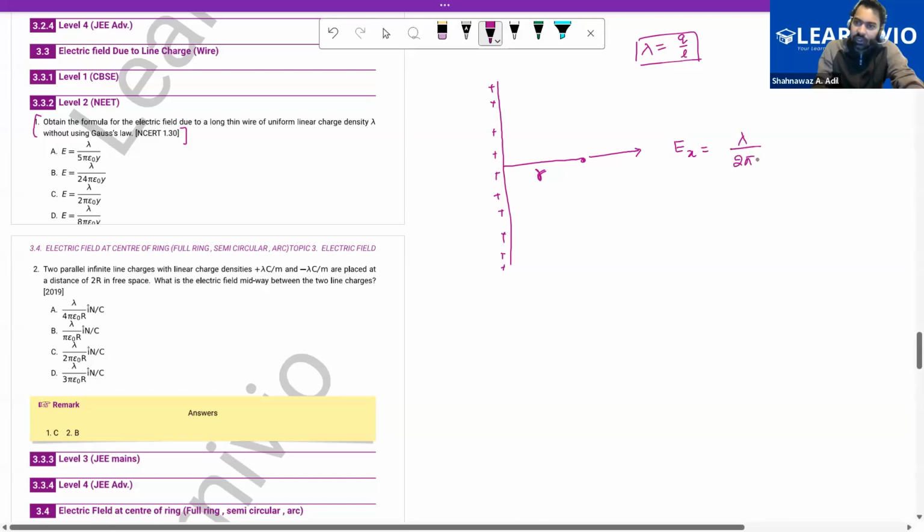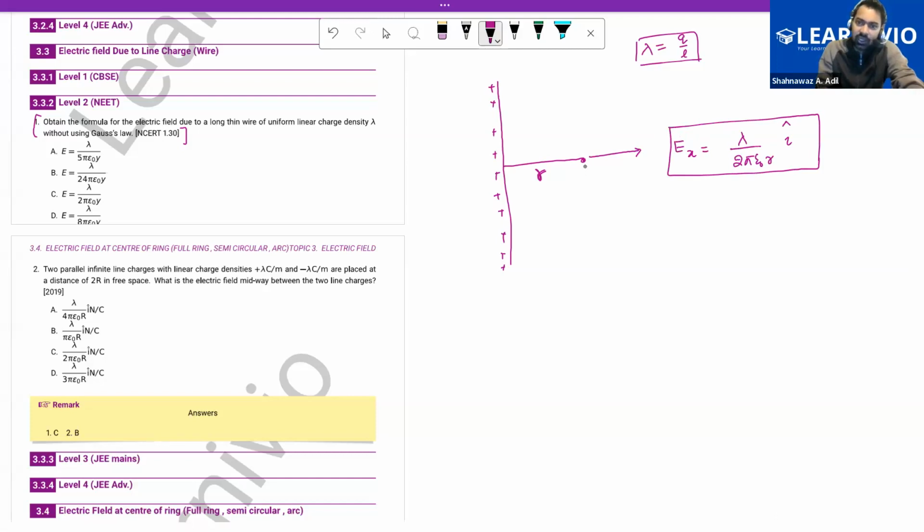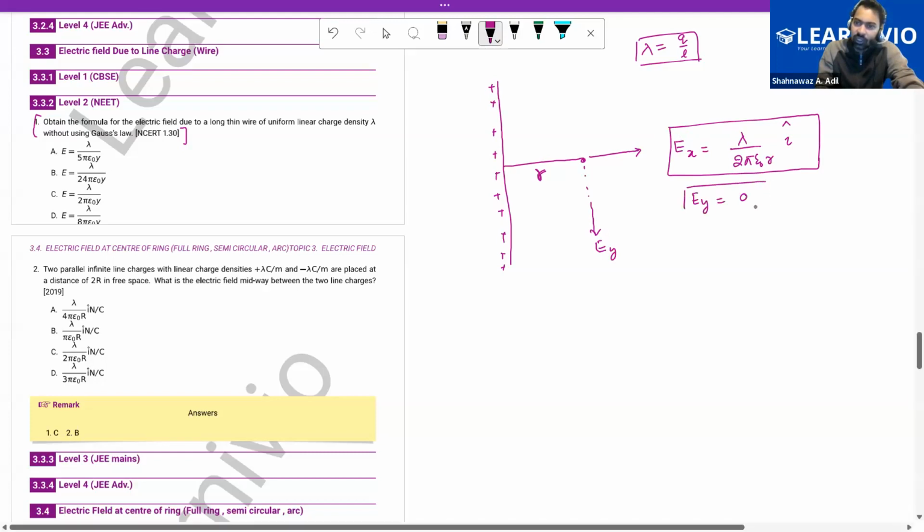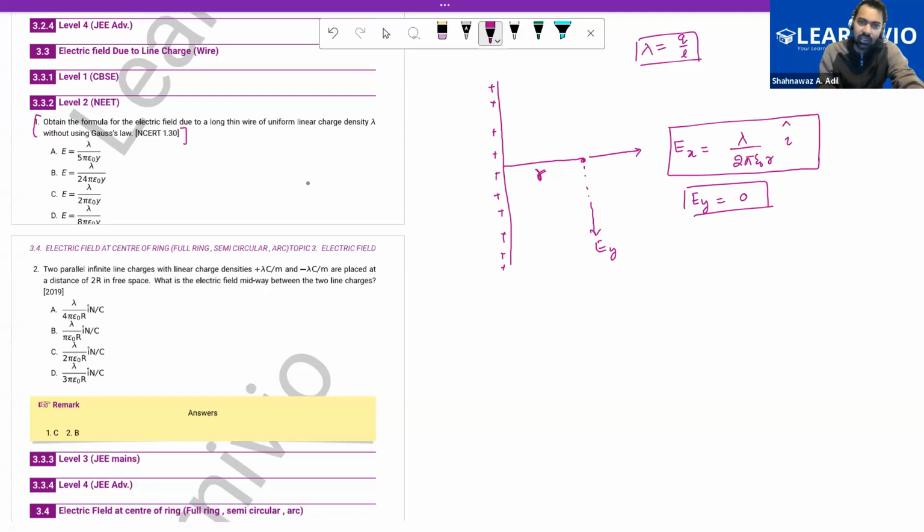By 2 pi epsilon naught r and i hat, if we are looking in this direction, right? And this y part is Ey, and this is 0, right? So we have only one electric field that is in this direction. So this is the result that we have to remember.